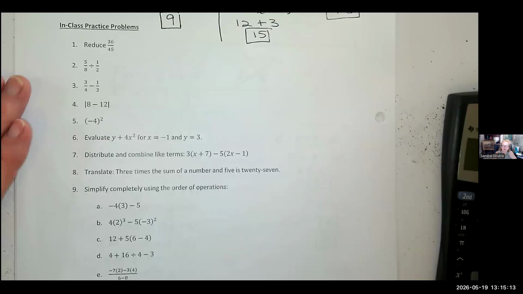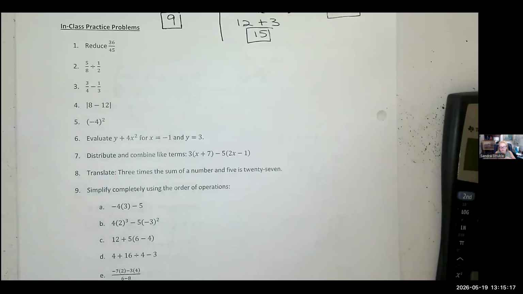Okay, here's the in-class problems. I asked you to reduce 36 over 45. Well, they're not both even, so they don't divide by 2. 6 plus 3 is 9. That divides by 3. 5 plus 4 is 9. That divides by 3. So these both reduce by 3.